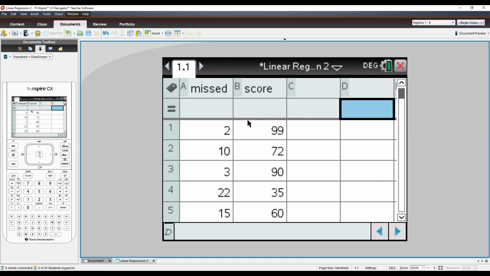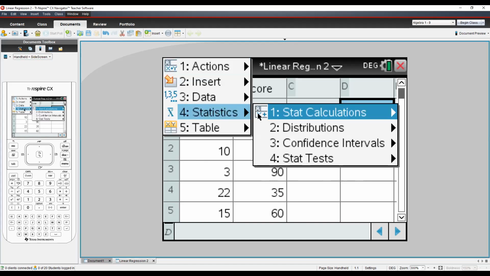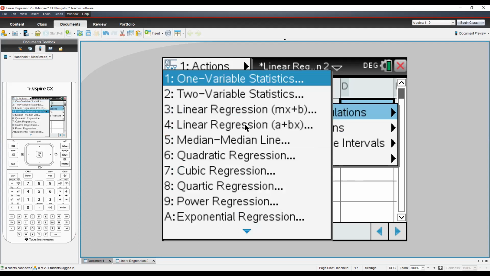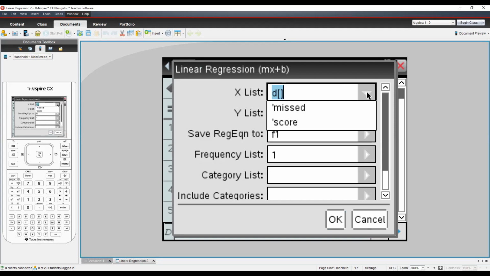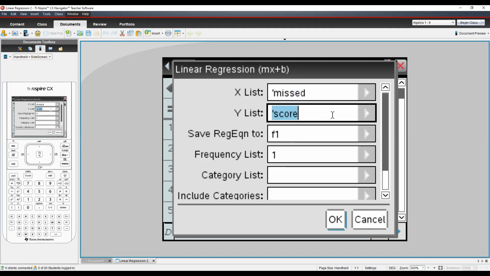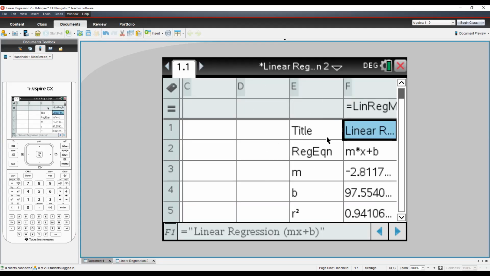In this case, I'm not going to do the blue dots. I'm just going to do everything from here because everything that I need is going to be on the spreadsheet. So I go to menu, I go to statistics, I go to stat calculations, then I go to number 3, linear regression, because that's what we're doing. And from here, I'm going to say the missed number of days is the independent variable, or the X, and the final score is the Y. And then I just press OK.